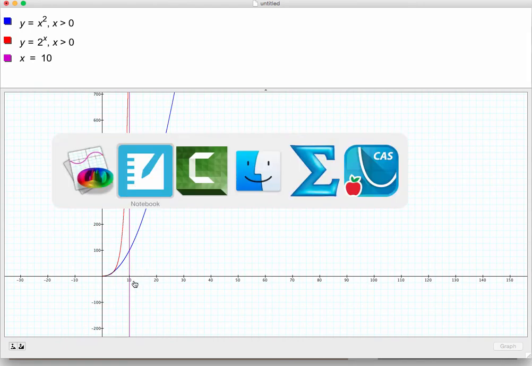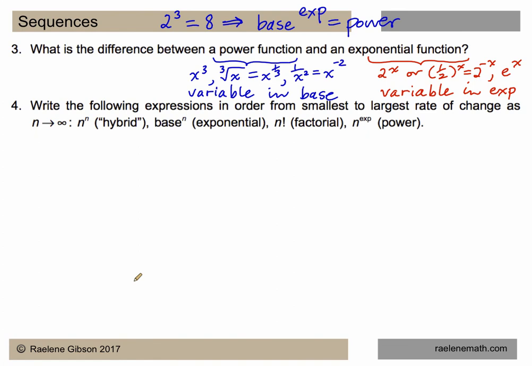So now that we've established that exponential functions grow faster than power functions, we can look at ordering them from slowest to fastest growth rate, or smallest to largest. So we know that the exponential function, a base raised to a variable exponent n, is going to be faster than the variable to the exponent, the power function. But what about this hybrid function?